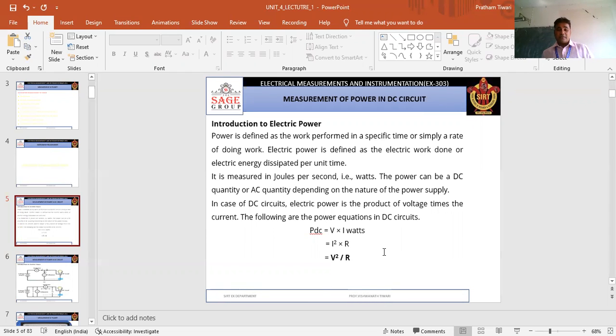These formulas are generated by Ohm's law. Ohm's law is given by I equal to V by R, V equal to IR, R equal to V by I. We have these three formulas for finding power in a DC circuit: P DC equal to VI, or I square R, or V square by R.